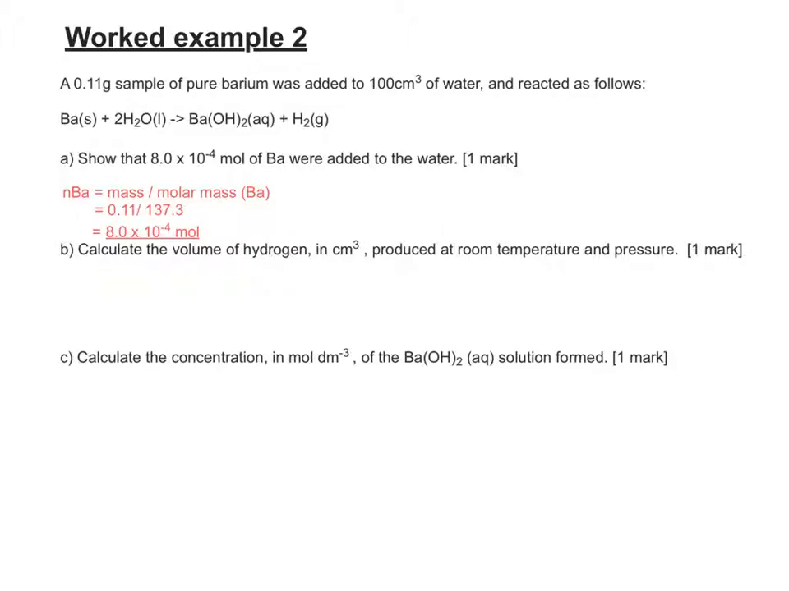So the next one is calculate the volume of hydrogen in centimetres cubed. Now they've specifically said in centimetres cubed, so this is going to need the V equals 24,000 n as opposed to V equals 24n.